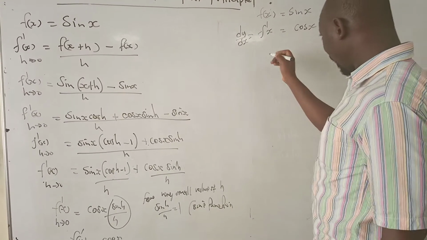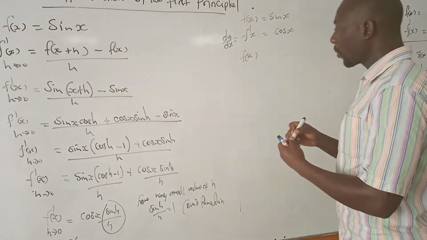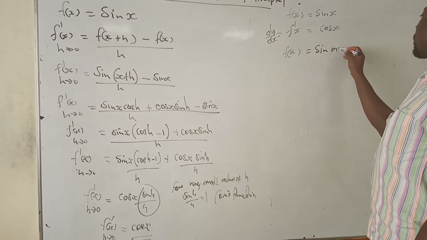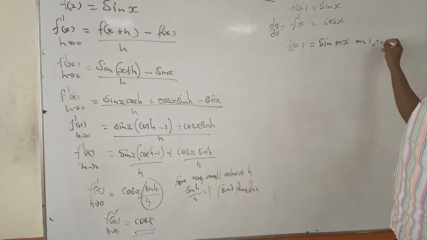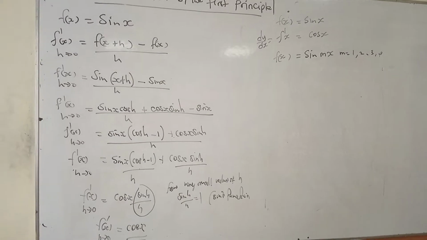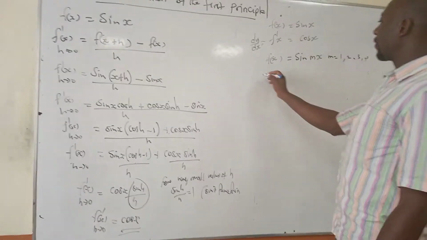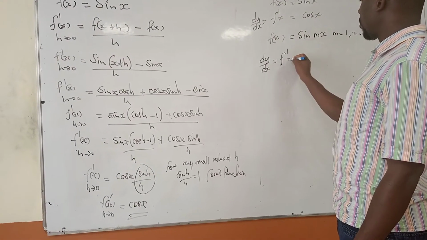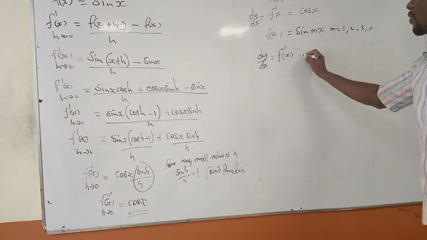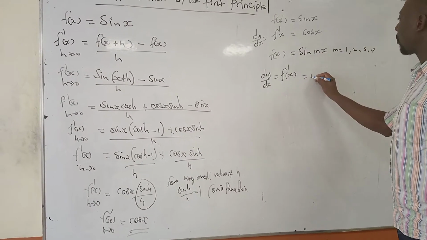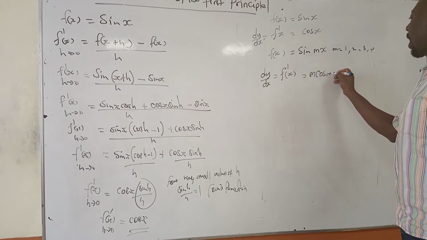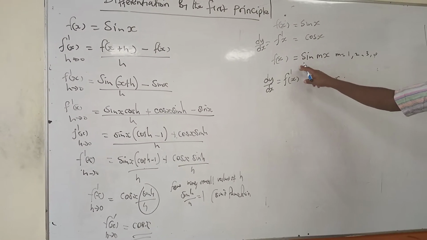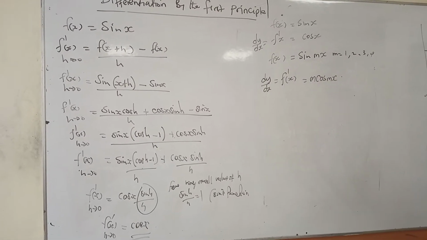So we can also prove that given that f of x is given as sine of mx, where m is equal to 1, 2, 3, 4, such integral values, the derivative dy over dx for such a function, which is actually f prime of x, shall be given as the coefficient pre-multiplying, and it changes to cosine of mx. The coefficient comes to precede, then it changes to cosine of the same variable.